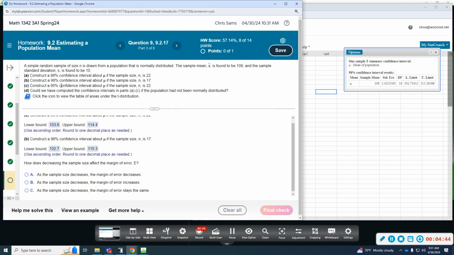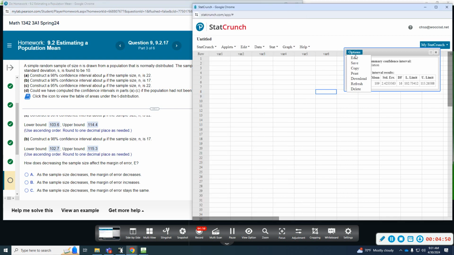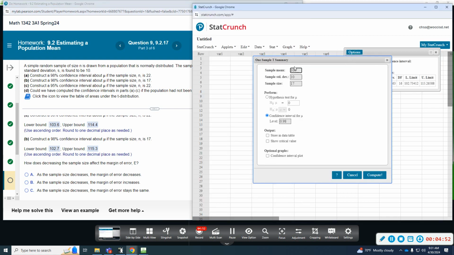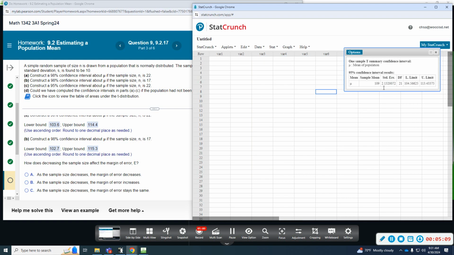Alright, so now we're going to do a 95% confidence. So I'm going to do edit again. 109, everything is still the same. 22 was my sample size. Level of confidence is going to be 95. And then compute. We get 104.6.